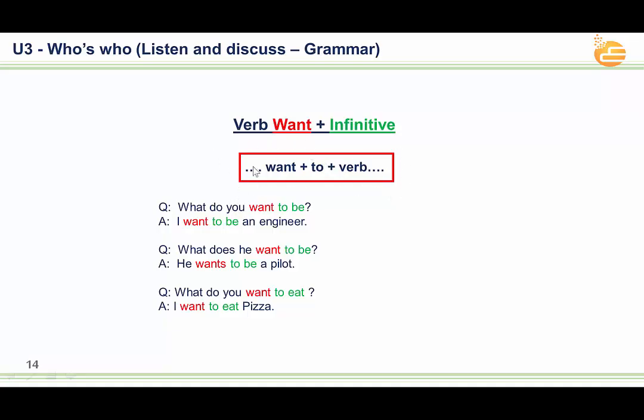So this is the rule that we have today. We have to use want plus to plus verb, any verb: play, eat, write, read, speak, anything. For example, let's take some examples. What do you want to be? I want to be an engineer. What does he want to be? He wants to be a pilot. What do you want to eat? I want to eat pizza. Okay, so this is very simple. Want with the infinitive. Infinitive is to and verb.